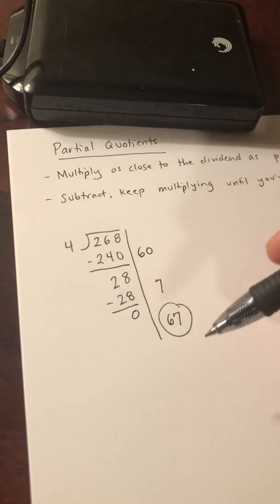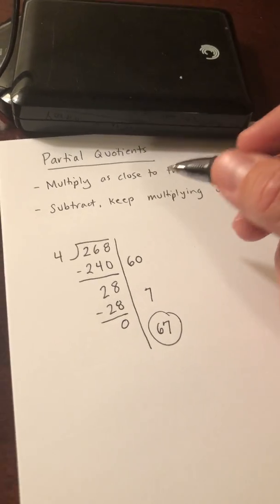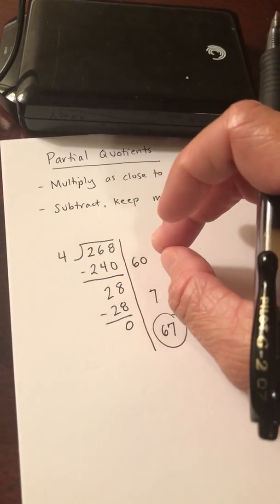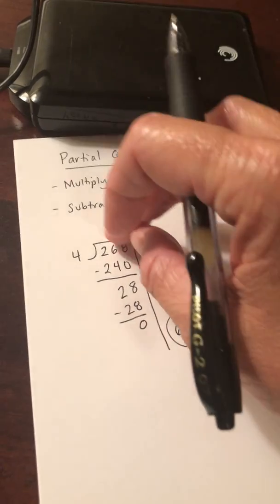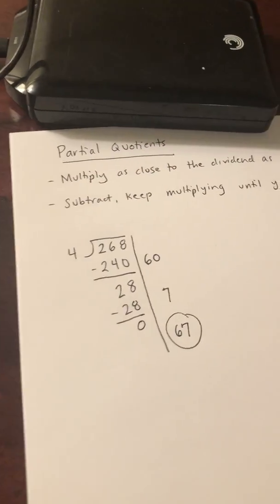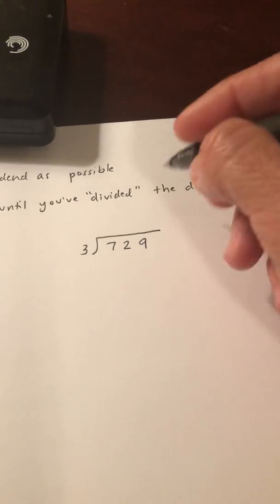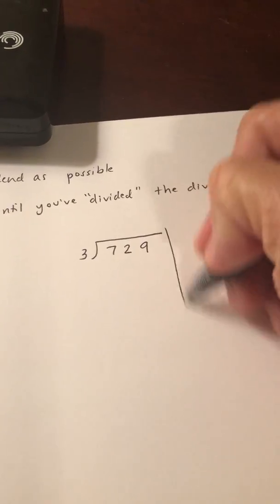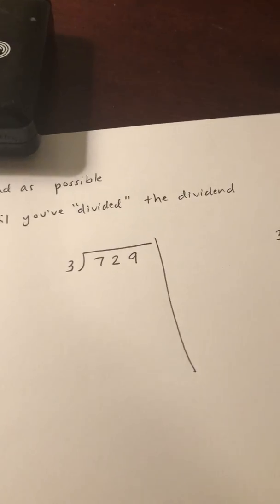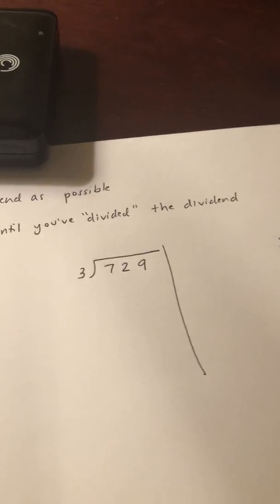Okay, so it looks kind of like long division. There's really only one difference, is that these numbers are written out here in whole value rather than just digits across the top. All right, here's one that's a little bit bigger. This is 729 divided by 3. So this time if I go 10s, 20s, 30s, we're not getting anywhere near that number.